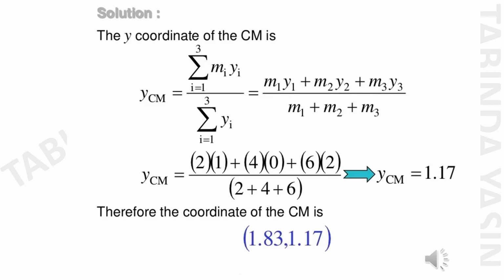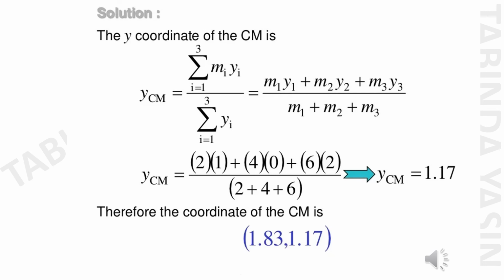Now to find the y coordinate of the center of mass, ycm is equal to summation i is equal to 1 to 3 of mi yi over summation i is equal to 1 to 3 of mi, is equal to m1 y1 plus m2 y2 plus m3 y3 over m1 plus m2 plus m3. That gives ycm is equal to 2 into 1 plus 4 into 0 plus 6 into 2 divided by 2 plus 4 plus 6, that gives 2 plus 0 plus 12 over 12, that gives 14 over 12, and that gives ycm is equal to 1.17.